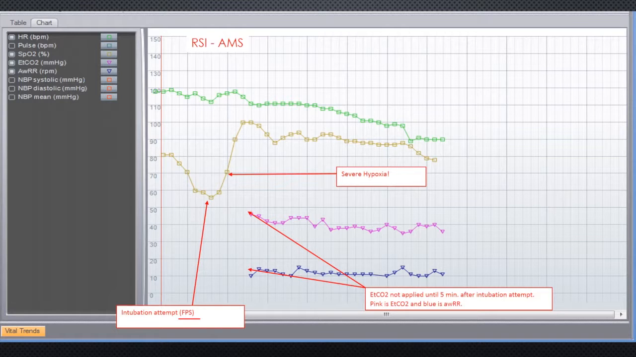Now, we all know that the way we confirm tube placement is by end-tidal CO2. Well, it only works if you have end-tidal CO2 values. There were no values in here. That's because the device was not on. There is no way we can confirm tube placement with end-tidal CO2 if we don't have it on. Please, please, please make sure end-tidal CO2 is on.